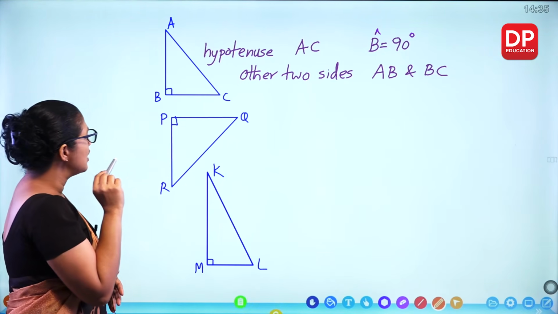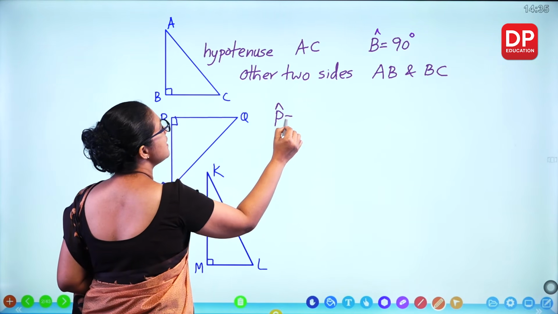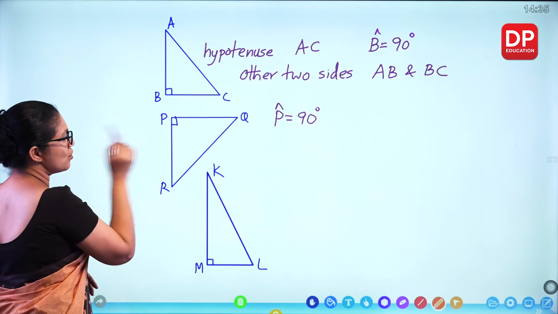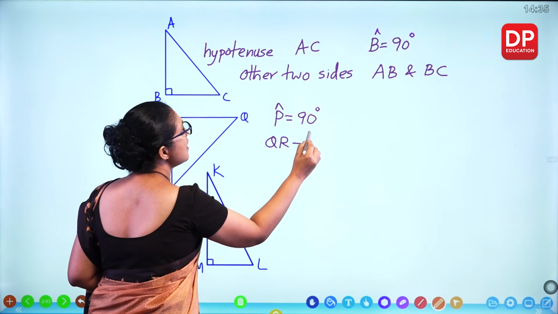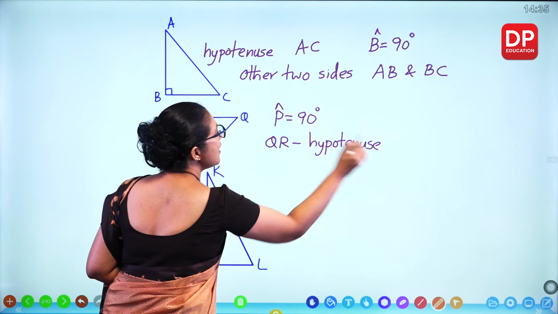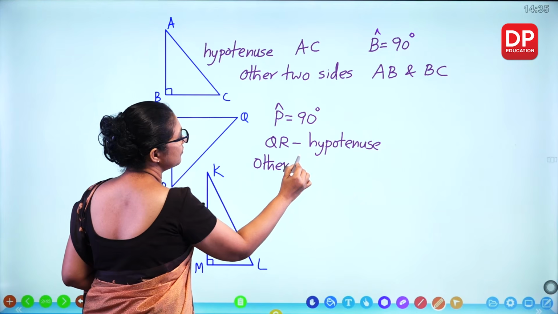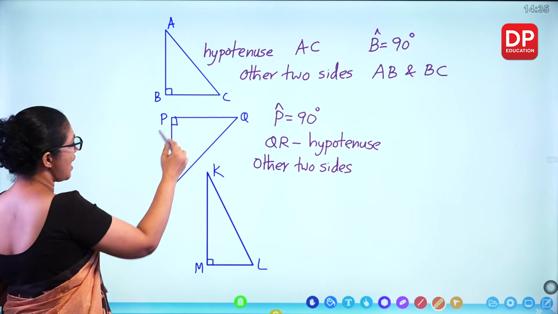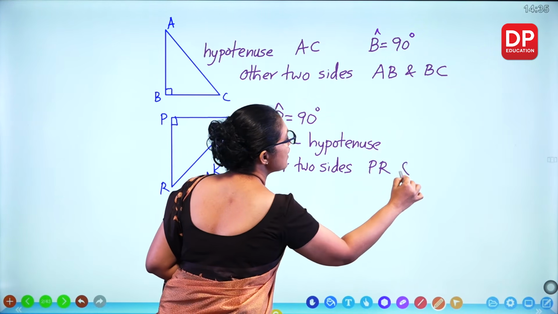Look at this triangle, PQR triangle. Which angle is 90 degrees? P angle is 90 degrees. So what's the hypotenuse? Opposite to the right angle, QR is the hypotenuse. Then what are the other two sides? The other two sides are PR and PQ.